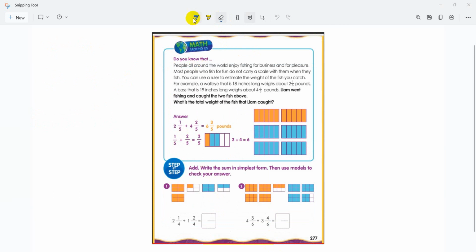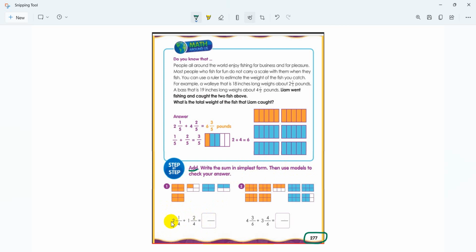Let's continue. Now we turn to page 277 to solve some exercises from the same lesson. The first exercise here: write the sum in the simplest form, then use models to check your answer. Now we add number 1, 2 and a quarter plus 1 and 2 quarters.